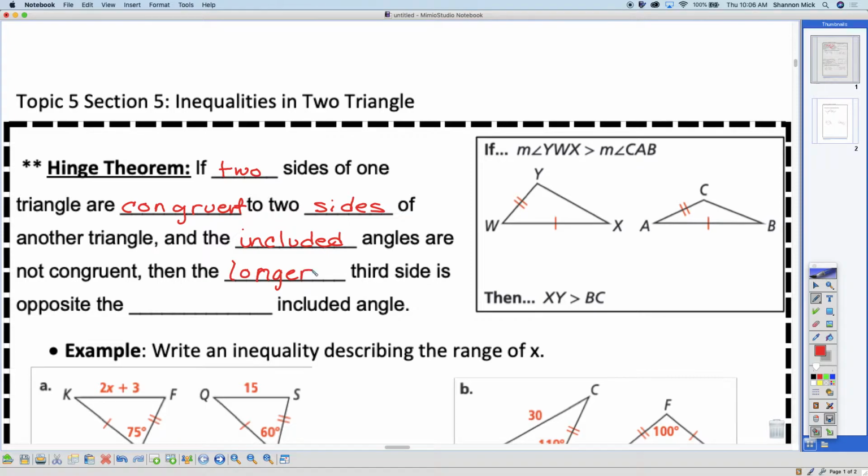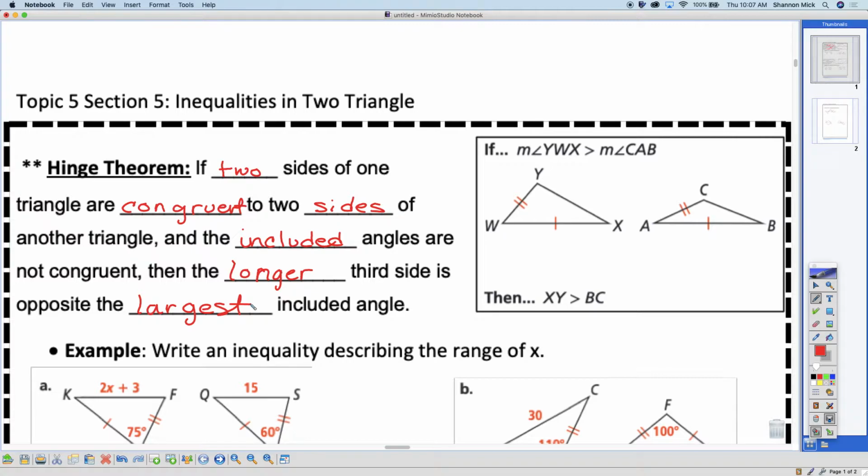Then the longer third side is opposite the largest included angle.